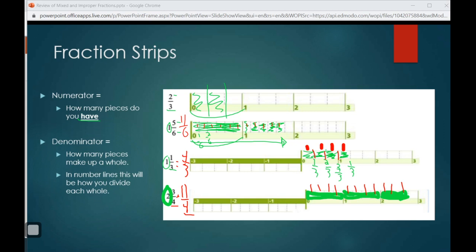So it doesn't matter if it's improper or mixed, the denominator is going to stay the same when you're converting between the 2. So these fraction strips are used as a visual way to start converting them. The bottom number is how many pieces make up a whole, your denominator, and your top number, your numerator, is how many pieces you have.